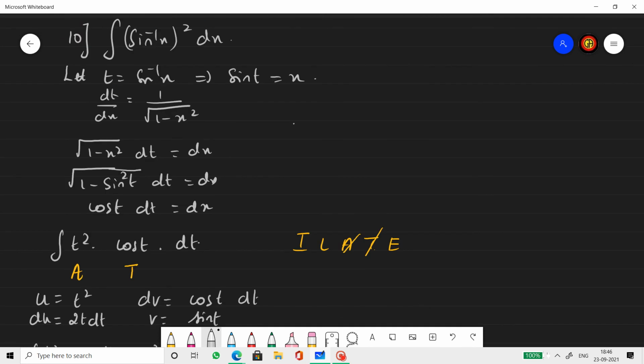Question number 10. Integration of sine inverse x the whole square dx. So here the question is not a combination of any two functions but just one function. So let's use substitution and come out from this one.